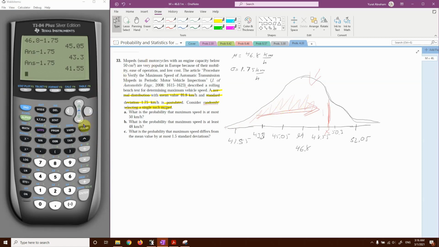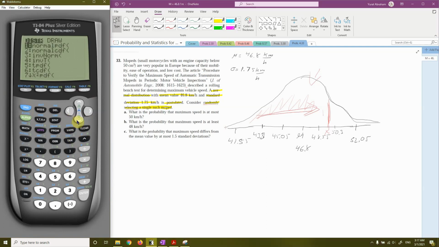All right. So to do that, first we need to go to second. Actually, let me clear this first. Go to second, then VARS, which is going to be DISTR up here in blue. And then we're going to choose normalcdf. This is a normal distribution problem, hence the name normalcdf.